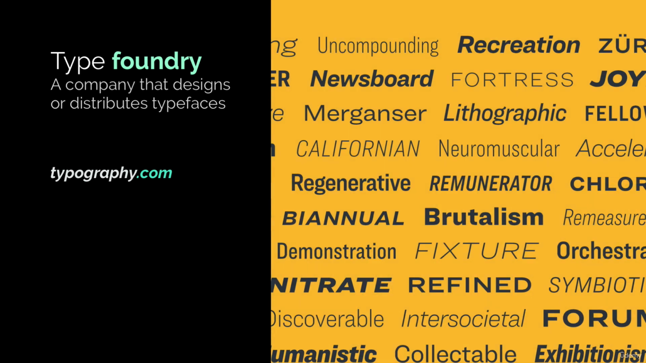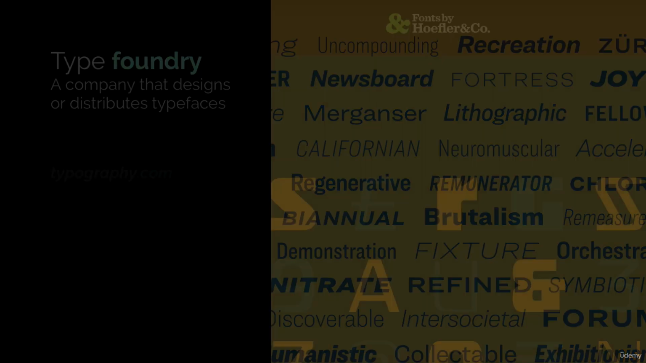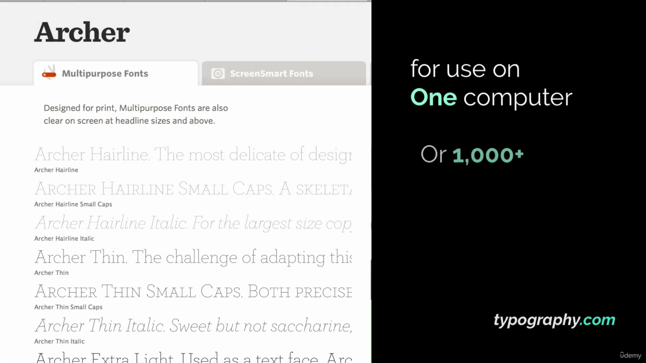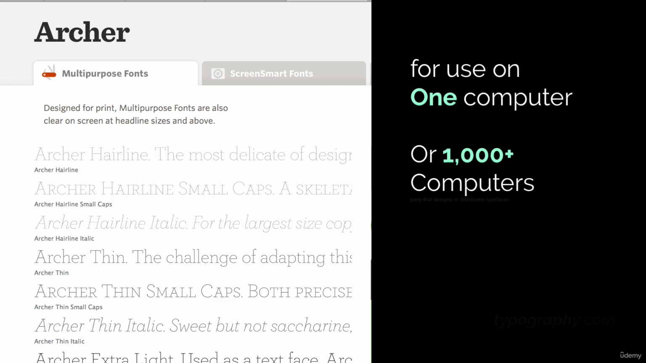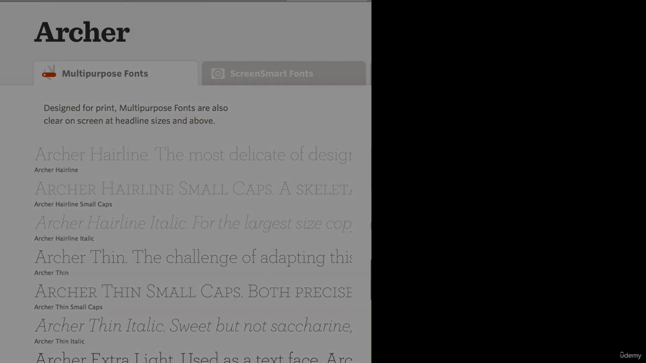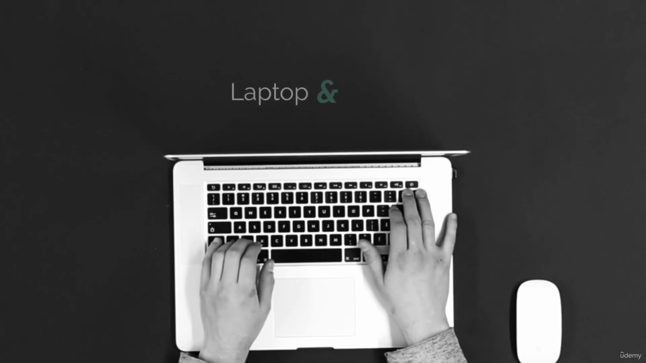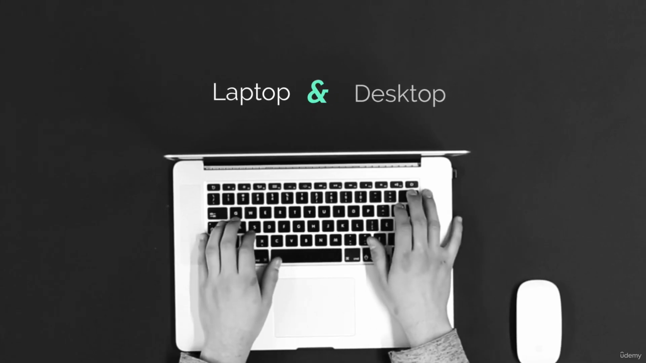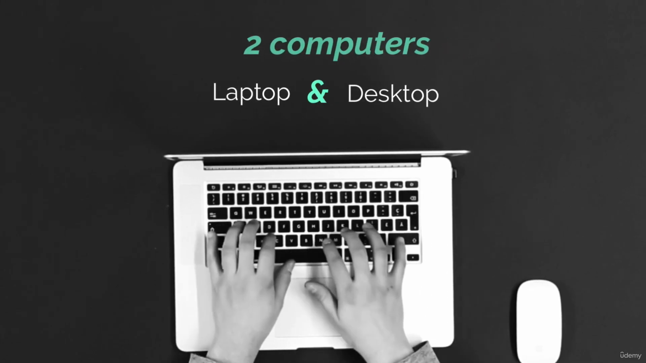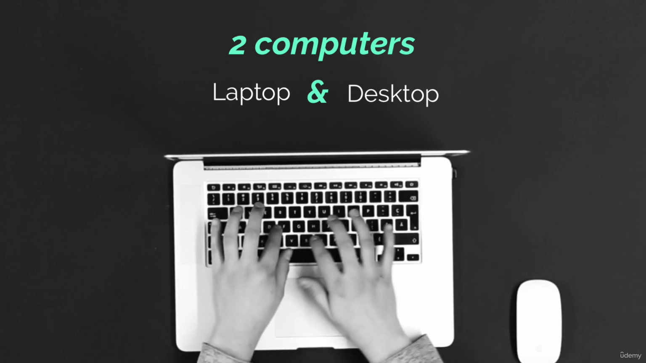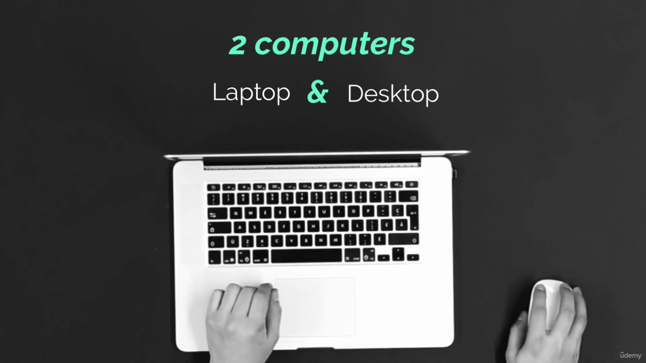Take, for example, the Archer font families. I can purchase a license to use Archer on one computer, or I can purchase it for use on up to 1,000 computers if I'm at a large company and I want this font to be used on every computer in the company. But if I'm a single freelancer, I just need to purchase it for my one computer. But if I have a laptop and a desktop computer, I want to be able to use Adobe Illustrator and have access to the Archer fonts on both my laptop and my desktop. So that does mean I need to purchase a license for both computers.